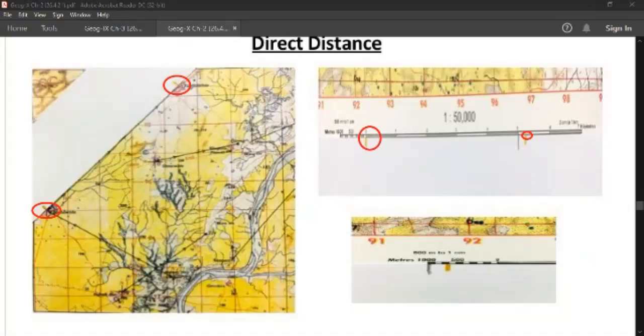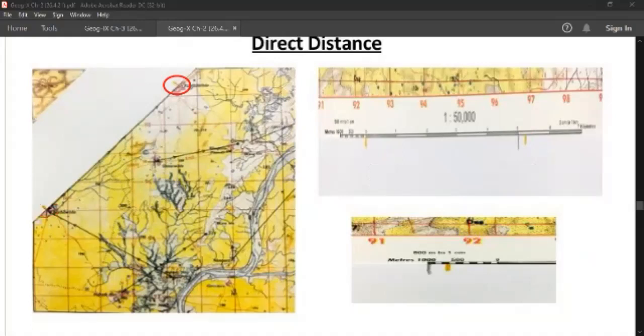So the distance between Panthwada and Kuchawada, or the direct distance in between them, is 5.3 kilometers. Right? So the direct distance in between these two places is 5.3 kilometers. I hope you understood how to find out the direct distance between two places.